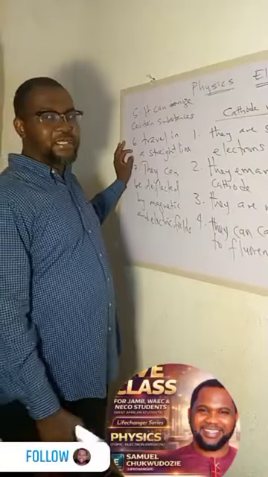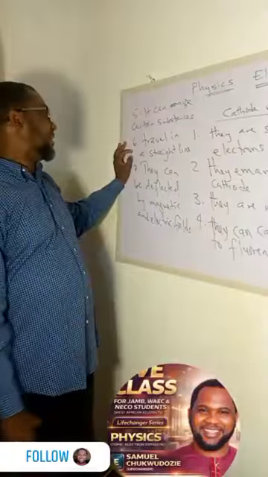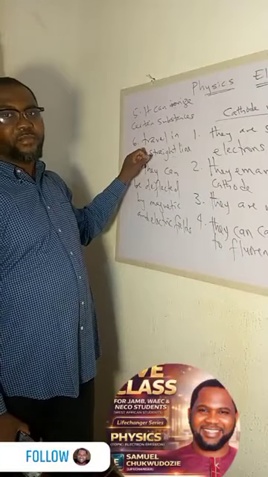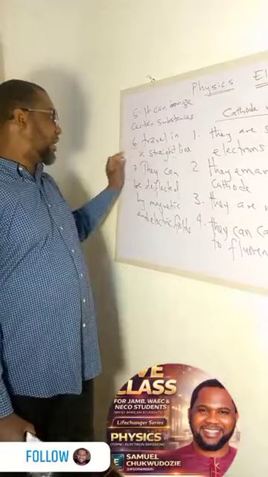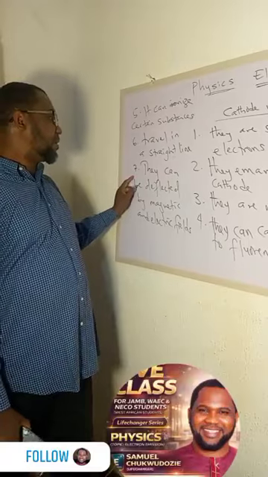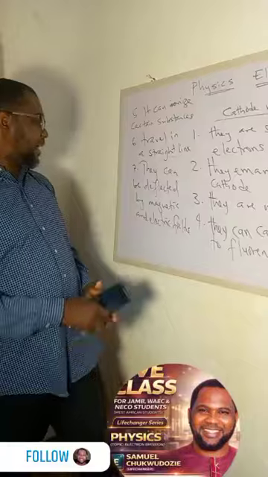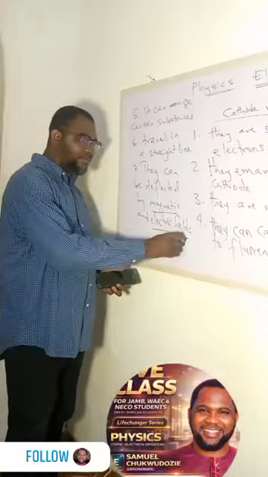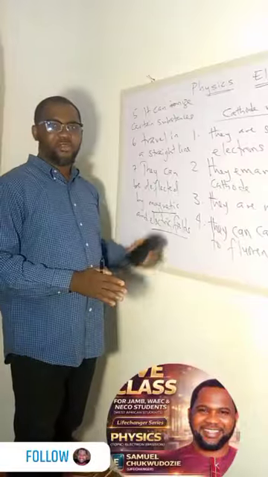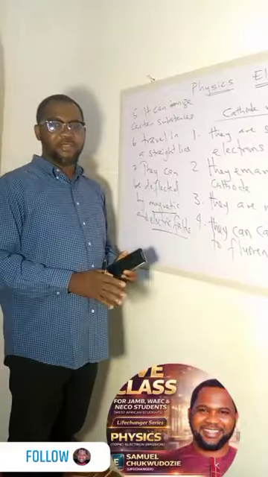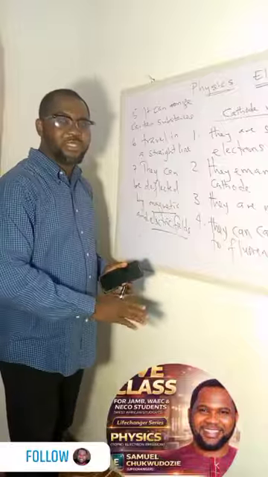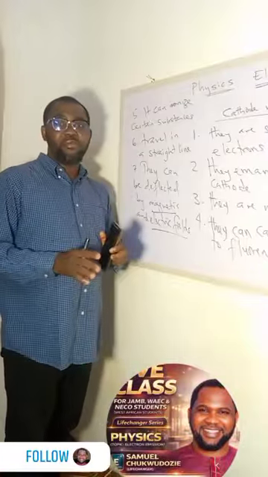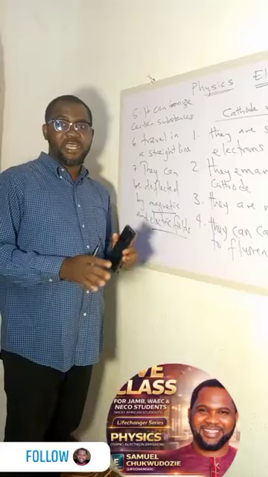Then number 6 is an important one, that cathode rays travel in a straight line. But even though they travel in a straight line, anytime they encounter a magnetic field or electric field, they can be deviated. So cathode rays can be deviated by magnetic field. Cathode rays can also be deviated by electric field. And the simple reason is because they are charged.